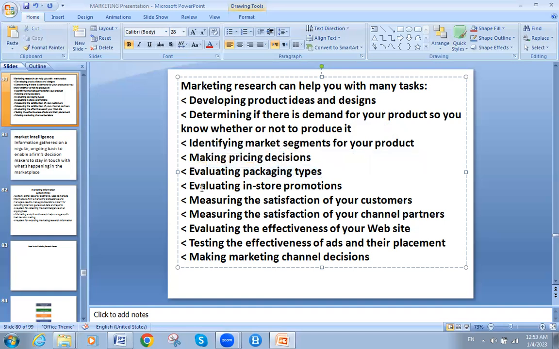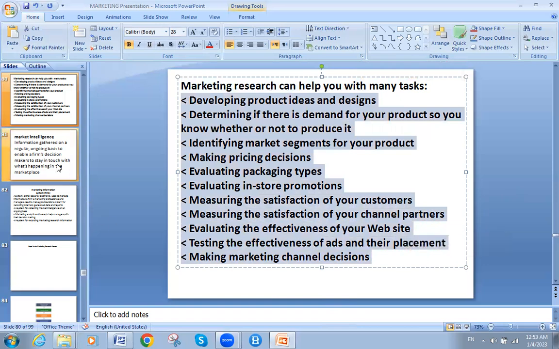And so on. Evaluating in-store promotions, measuring the satisfaction of your customers, measuring the satisfaction of your channel partners, evaluating the effectiveness of your websites, testing the effectiveness of the ads, the advertisers, and their placement, making marketing channel decisions. So those are the reasons why we do marketing research.